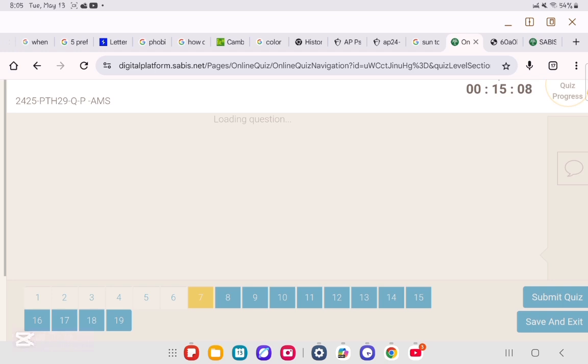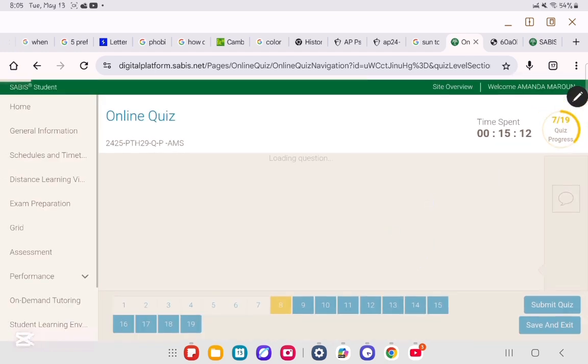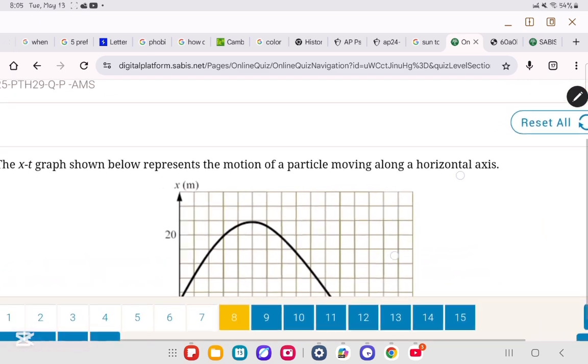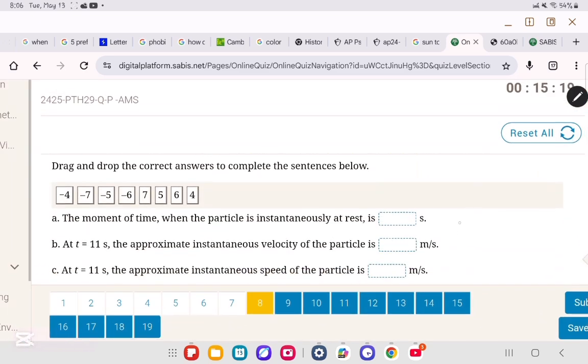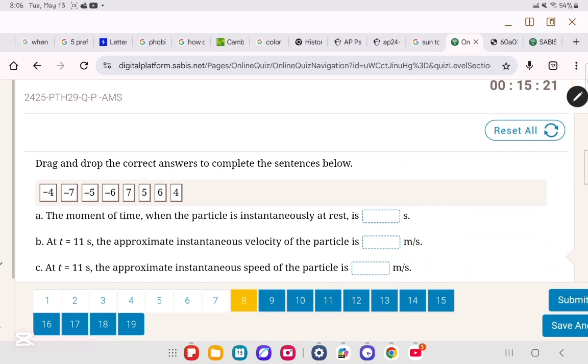We move on to question number 8. Hopefully my internet will work. There we go. The graph xt shown below represents the motion of a particle moving along a horizontal axis. Okay, part A. They said the moment of time when the particle is instantaneously at rest.